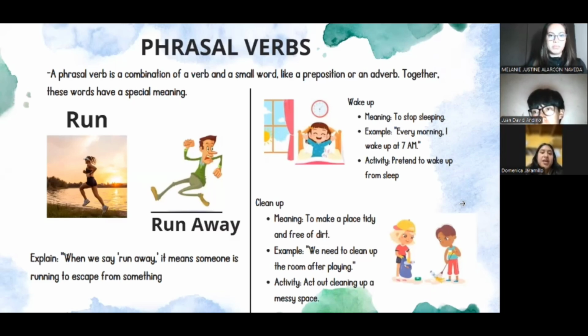Wake up, meaning to stop sleeping. Example: every morning I wake up at 7 a.m. Activity: pretend to wake up from sleep. Clean up, meaning to make a place tidy and free of dirt. Example: we need to clean up the room after play. Activity: act out cleaning up a messy space.